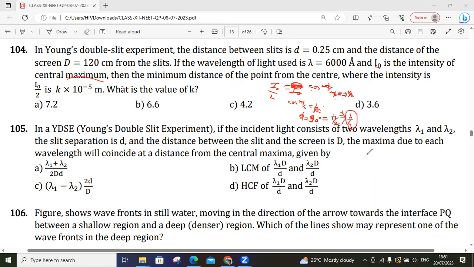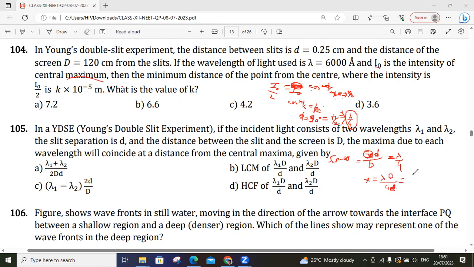So where will you get path difference lambda by 4? Path difference is x d by D. Path difference is S2P minus S1P, which is x d by D. This should be equal to lambda by 4. So that x is given as K. But we know minimum distance of the point from the center. Okay. So x is equal to lambda D by 4d. Correct?